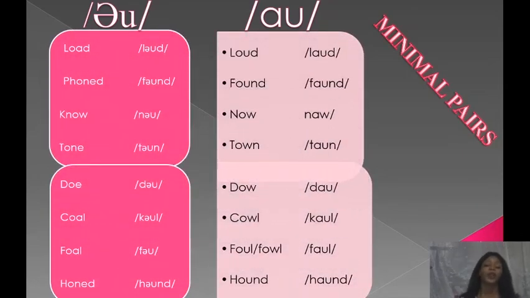Okay, the first word we have here is load. Load. L-O-A-D. Not load. We also have the word loud. L-O-U-D. You can see that the only difference is in the diphthong sound that appears in the middle of both words. Load, loud. The second example we have here is found, and for the R sound, found, past tense of find.